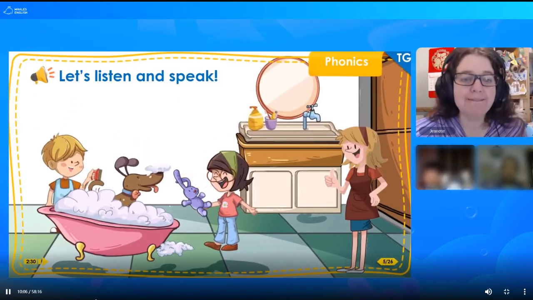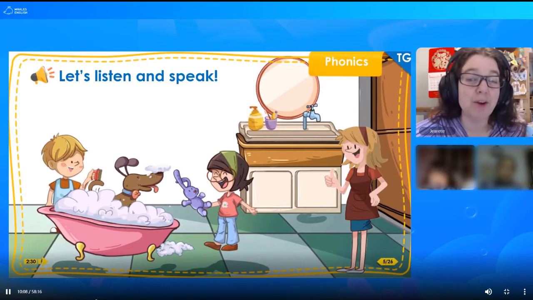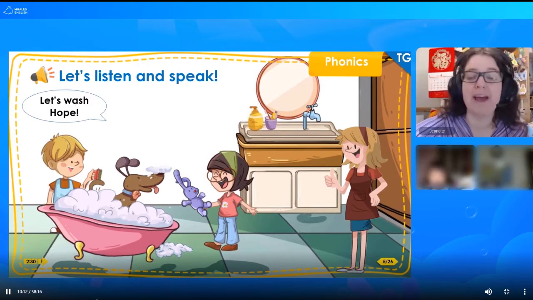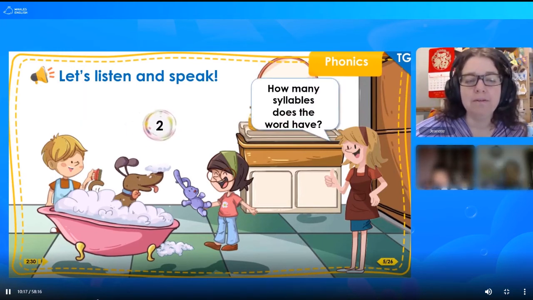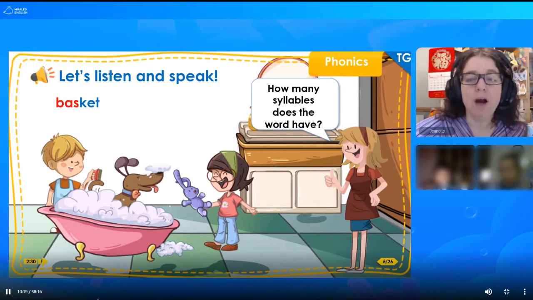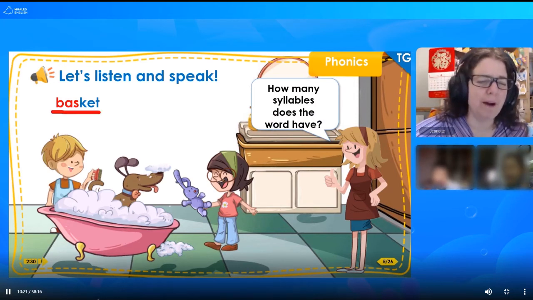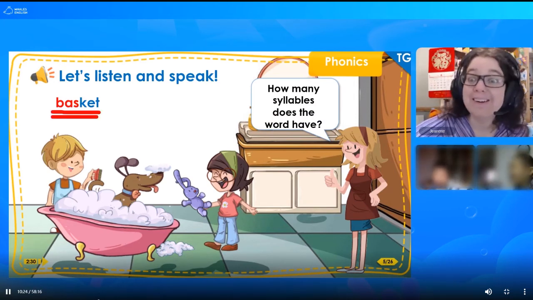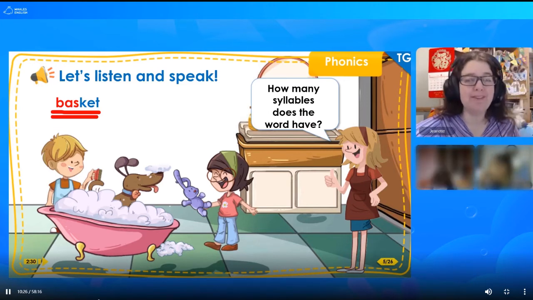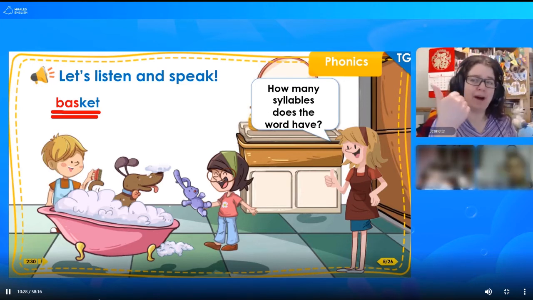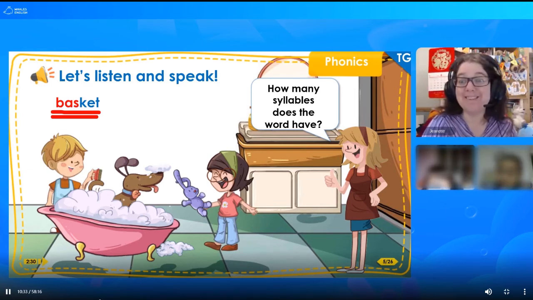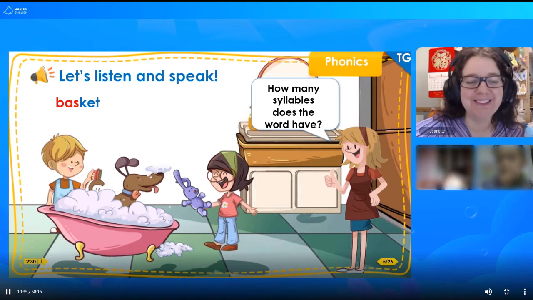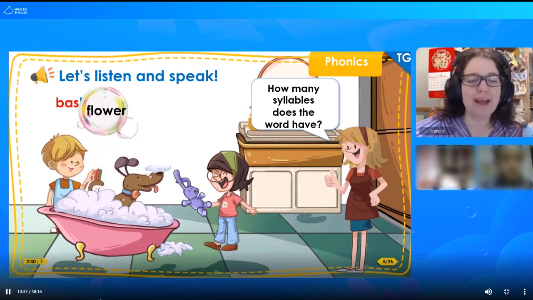Okay. Here is a nice clean dog in a bath. Emily, tell your dog and your bear to listen very carefully, and let's see what we get this time. What's this word? Bucket. Good, well done. Basket. How many syllables does basket have? Two. Well done. It has two. Good job. What's the next word?